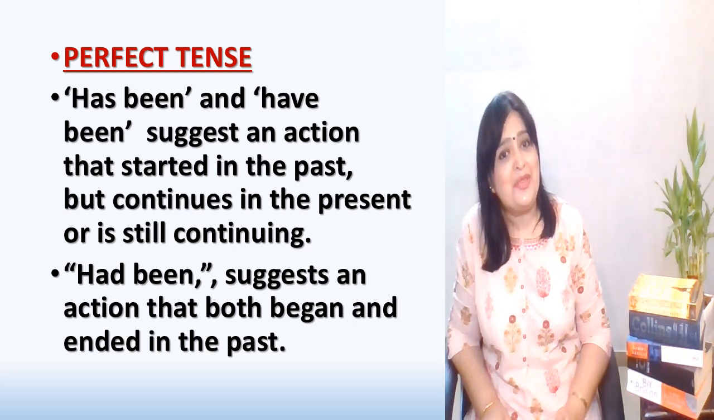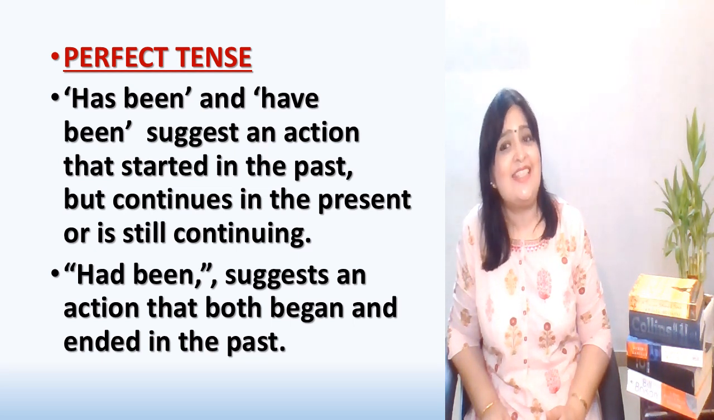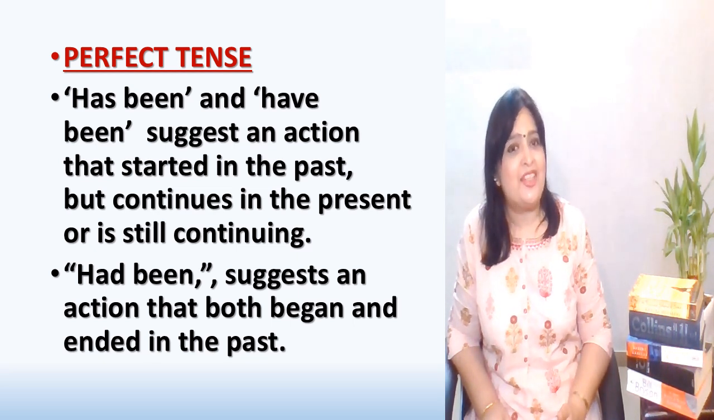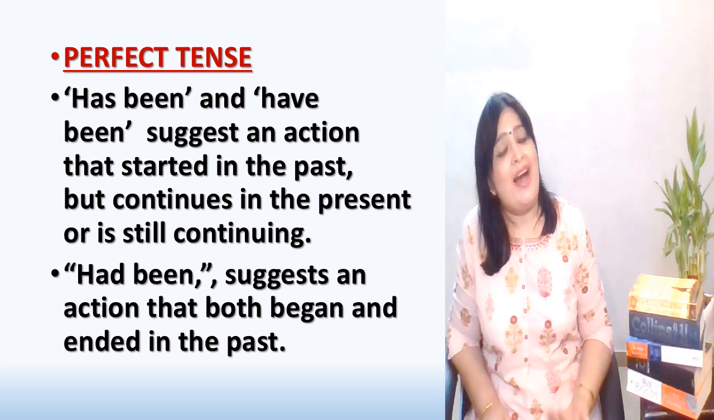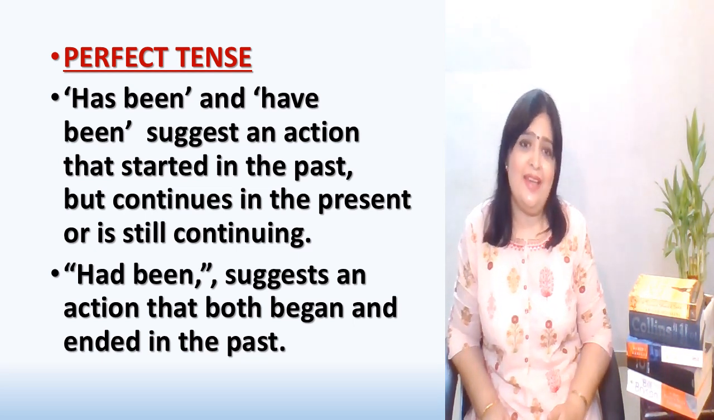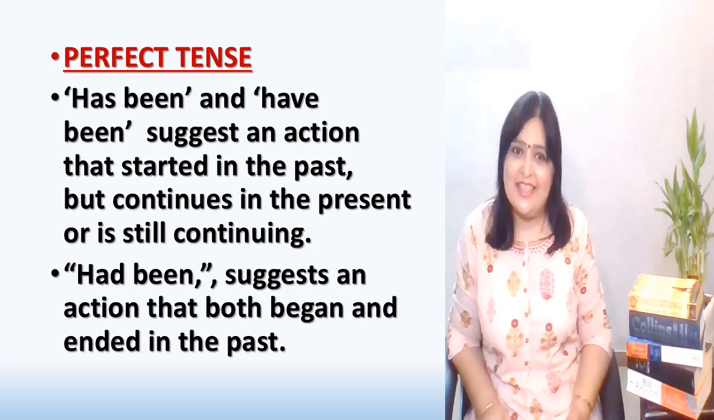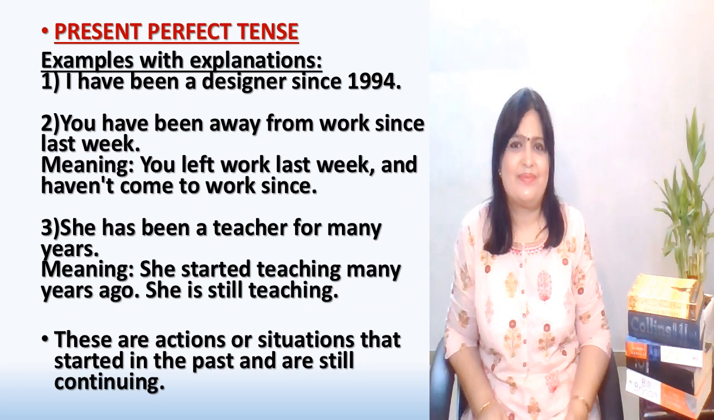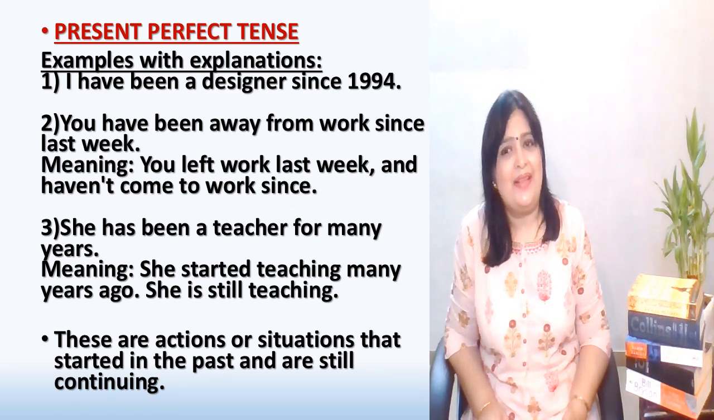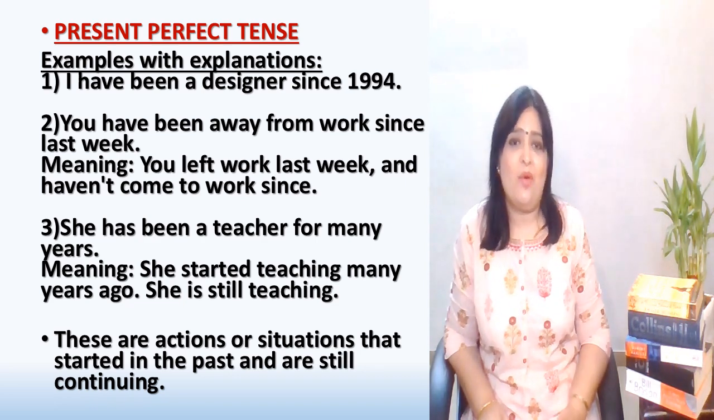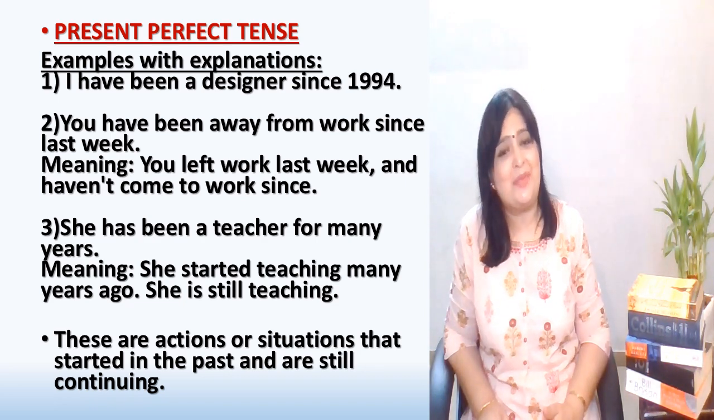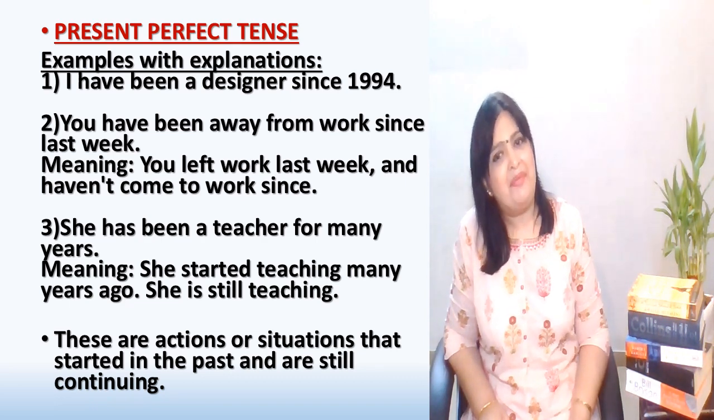और had been कब use करते हैं? Had been suggests an action that both began and ended in the past. So any action, जो action past में शुरू हुआ और past में ही खत्म हो गया, तब हम had been use करते हैं. Is it clear to you all now? Here are some examples and I will explain the examples to you. ये examples मैं आपको explain भी करूँगी कि क्यों has been use करा है और क्यों have been use करा है.